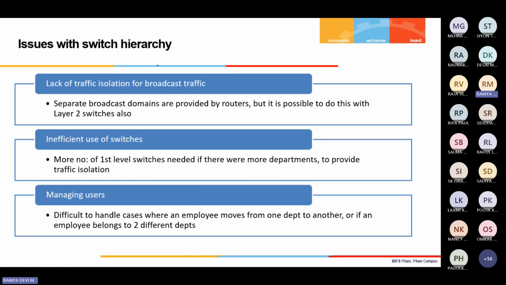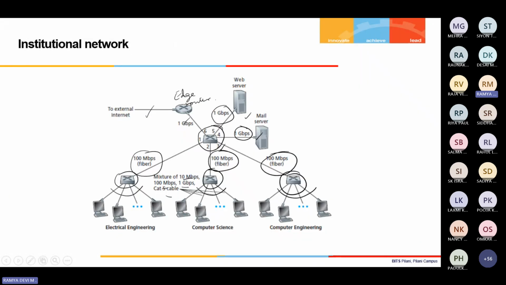So what are the issues with the switch hierarchy in the institutional network? We have seen this is an institutional network. It is connected to 3 different departments, 2 servers, and 1 edge router. Fine. So what are the issues with the switch hierarchy? The first one, lack of traffic isolation for the broadcast. All the devices in a single broadcast domain will be receiving the broadcast traffic. Okay, so definitely it will lead to congestion and unnecessary load on all the connected hosts.